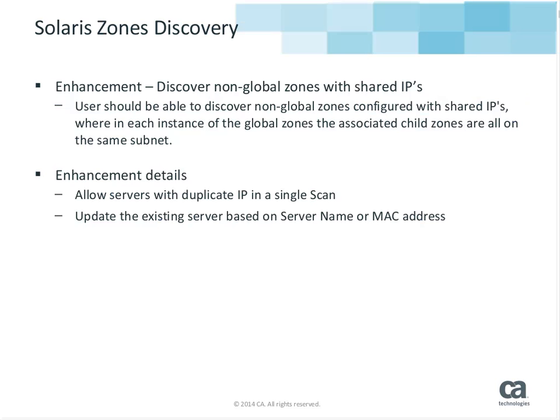Again, there's a lot of material here. We'll try to get through as much as we can. Again, list the questions as we go by. We had a request for an enhancement: discover non-global zones with shared IPs. So we wanted to make sure you as a user have the ability to discover non-global zones configured with shared IPs, where each instance in the global zones associated with those child zones are all on the same subnet. So we have to address that. So we want to allow the servers with duplicate IPs in a single scan. We want to be able to update the existing servers based on server name or MAC address.